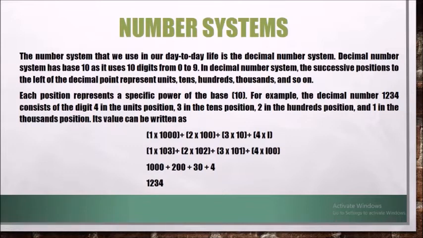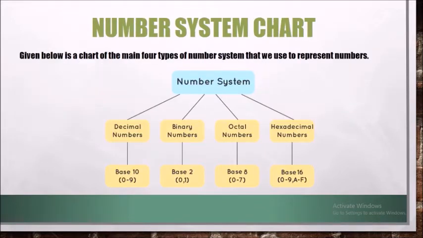Your challenge today is to interact with binary, octal, and hexadecimal the same way you interact with our current number system, which is the decimal number system. Given below is a chart of the main 4 types of number systems that we use to represent numbers. Do you see it? We have decimal, binary, octal, and hexadecimal. The four go together.